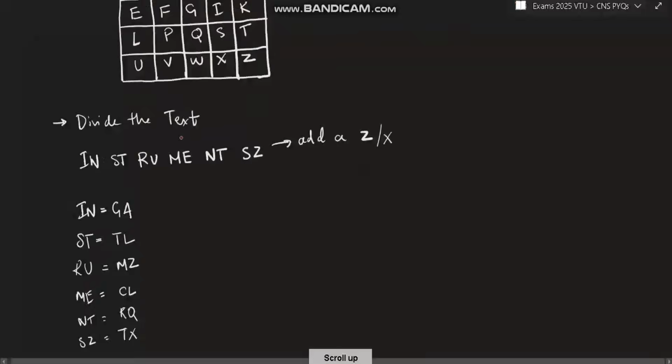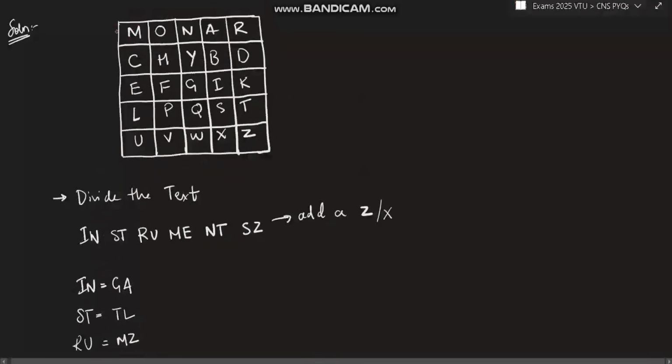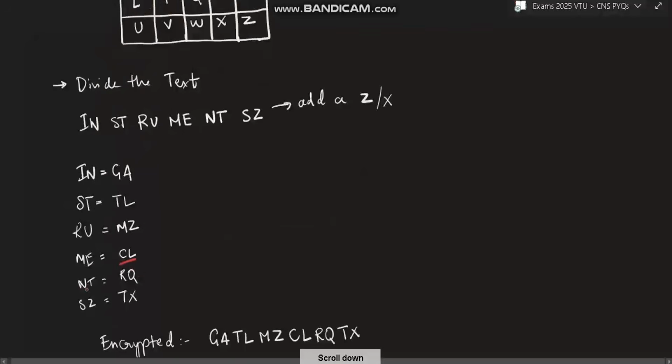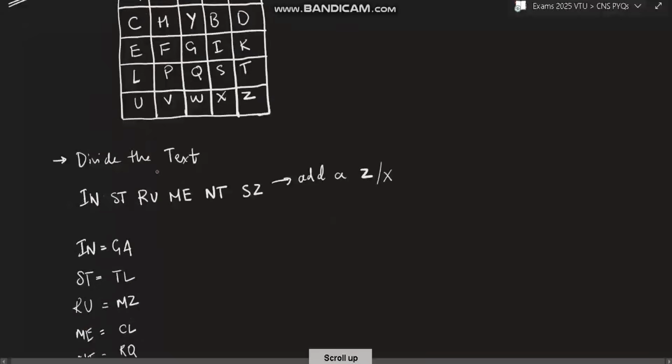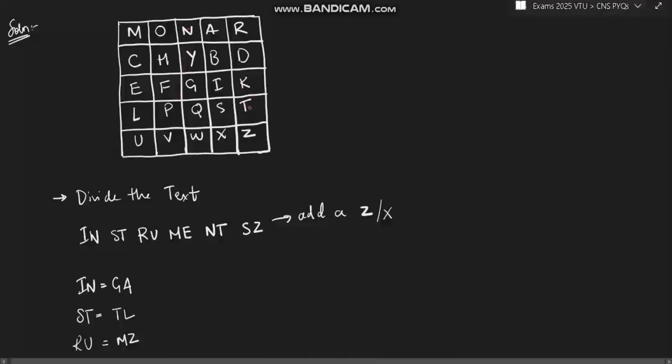Okay, next is ME. If you observe, this is a new case where we have M here and E here, in the same column. So if it is in the same column, you will do the same thing. For M you will take C, for E you will take L, so it will be CL. Okay, and NT and SZ, this is straightforward. NT will be here and SZ also will be here.